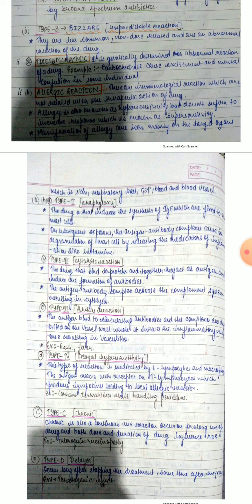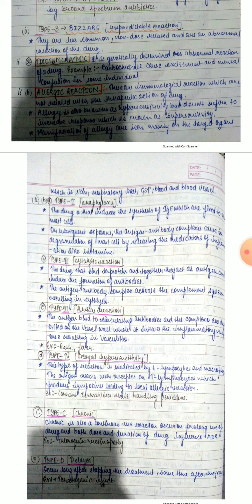Next is type 3, the Arthus reaction. The antigen binds to the circulating antibodies and the complexes are deposited on the vessel wall. It initiates inflammatory responses resulting in vasculitis. Examples are rashes and fever as Arthus reactions.